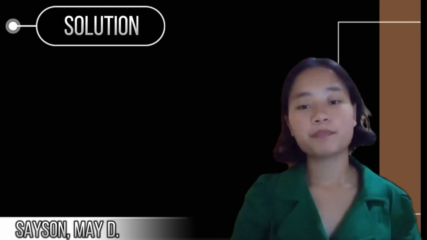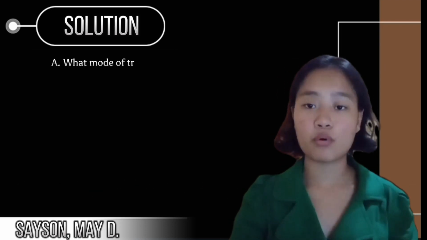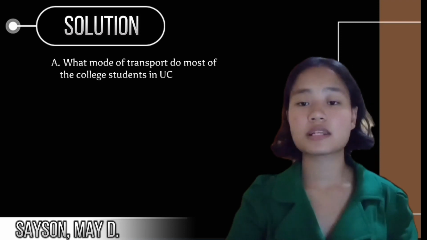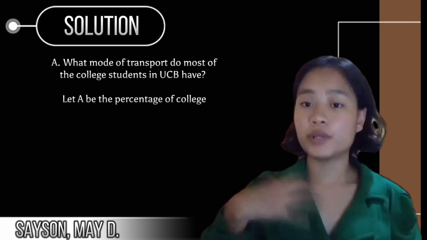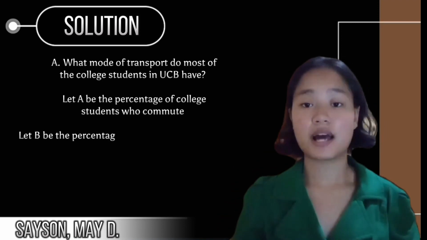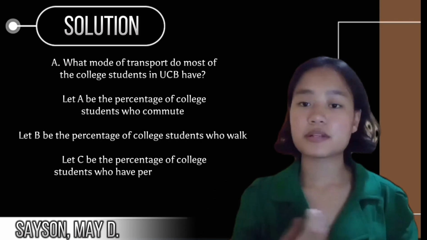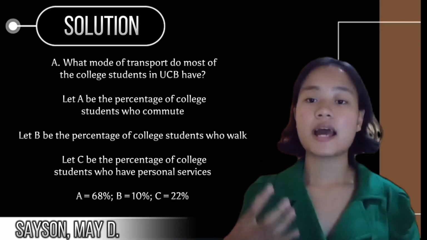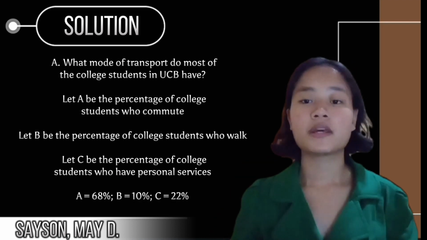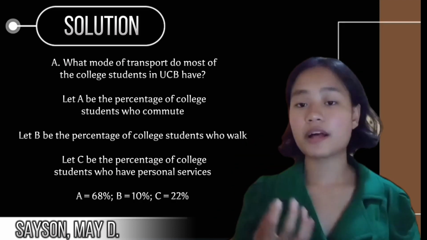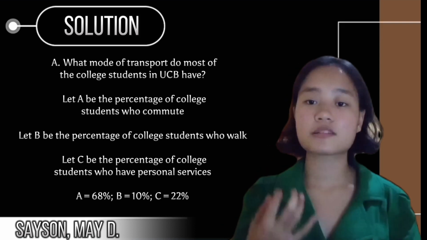Now for the second problem, using the given data, we have to find the mode of transport commonly used among the students in UCB. So we should remember again the values we have assigned, A, B, and C. So A is 68%, B is 10%, C is 22%, as how we solved it in the first problem. So we only need to arrange the values in ascending order to find the highest percentage.